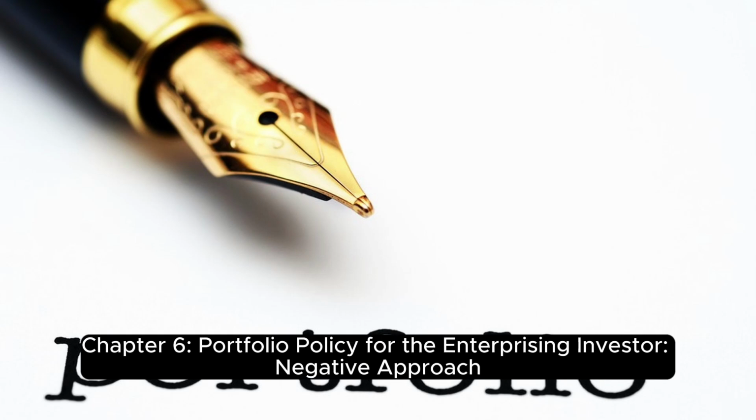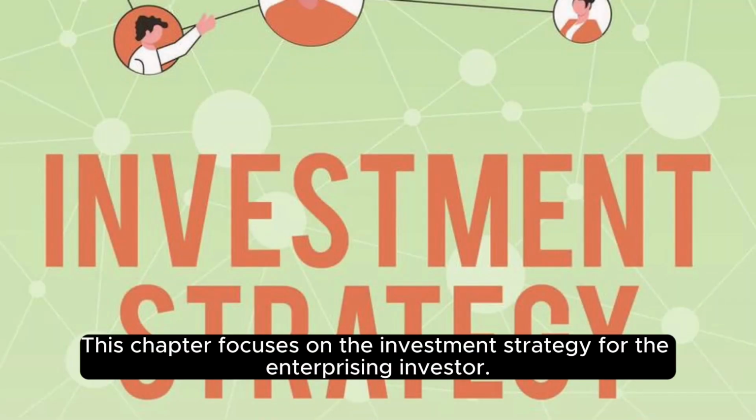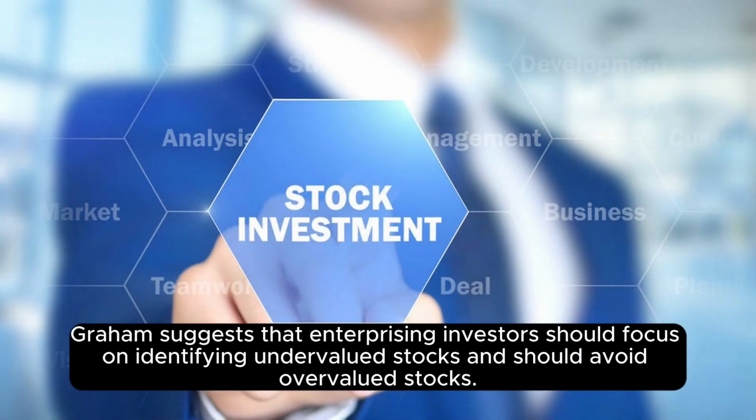Chapter 6: Portfolio Policy for the Enterprising Investor, Negative Approach. This chapter focuses on the investment strategy for the enterprising investor. Graham suggests that enterprising investors should focus on identifying undervalued stocks and should avoid overvalued stocks.